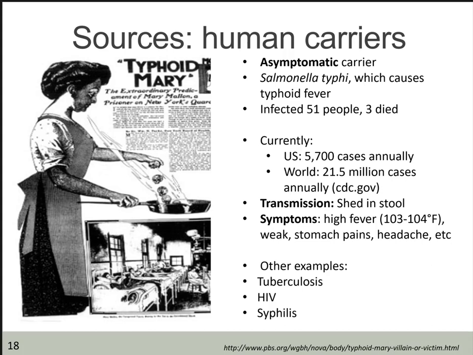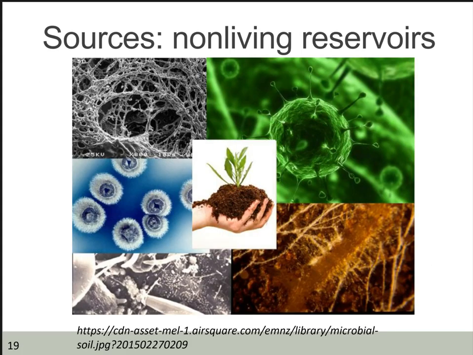Other examples of diseases that are spread through human carriers who are asymptomatic, so don't show any symptoms of the disease, are tuberculosis, HIV, and syphilis. But there are many others. And then finally, there are non-living reservoirs of diseases. For example, there are microbes that can be found in the dirt that can cause disease in humans, water, and biofilms that form on pipes. There are many non-living reservoirs of potentially pathogenic microbes that can cause disease.